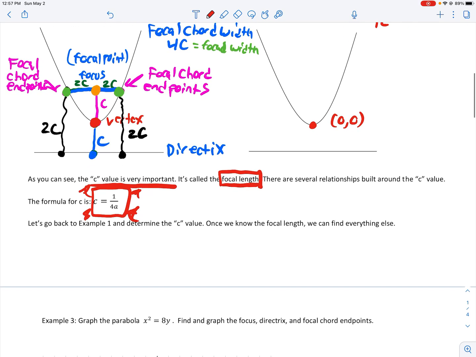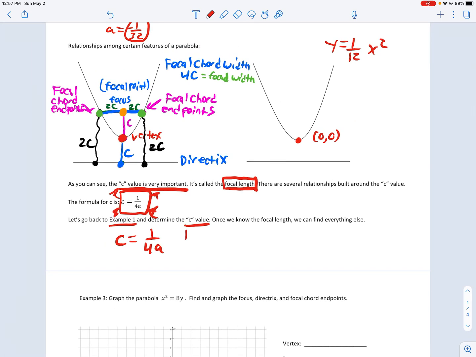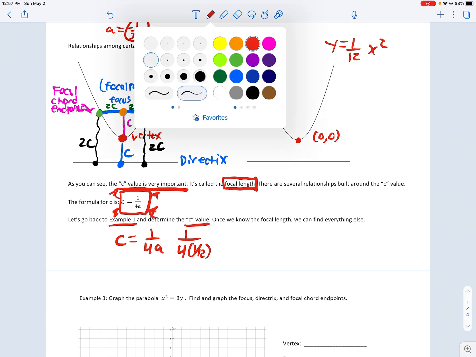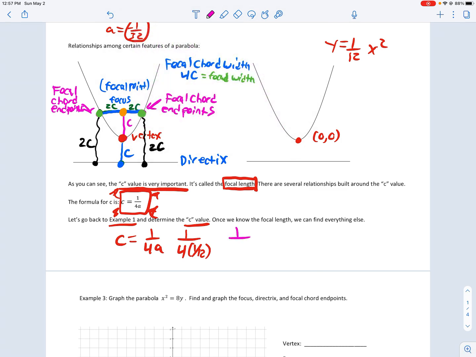So let's look again at example 1. Let's find the c value. So c equals 1 over 4a. In our case, a was 1/12. So 4 times 1 over 12, and now we're just going to simplify. So 4 over 12 is 1/3, so 1 over 1/3. Remember, it's 1 divided by a fraction. It becomes 1 times 3 over 1. So it's 3. So c equals 3.